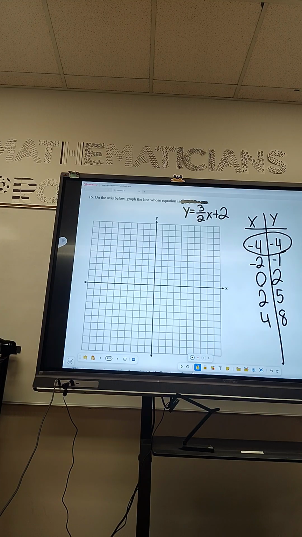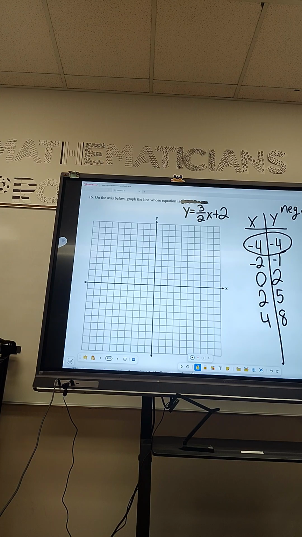The X value tells you how far left or right you move. Okay, so if it's a negative number, you're moving this way to the left. This is the negative. If it's a positive number, you move to the right. That's the positive. Y tells you how high up or down you move. So if it's positive, you go up. If it's negative, you go down.